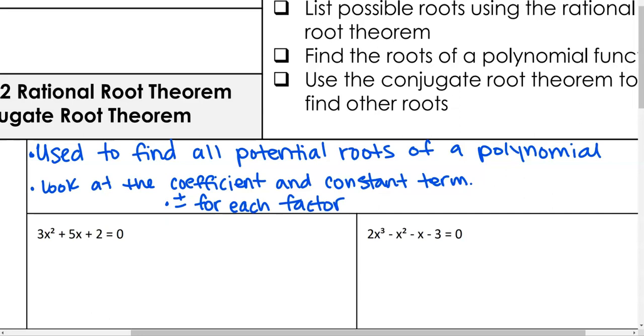Okay, so what we're essentially doing is we're listing all the possible places that your polynomial could cross over the x-axis before we solve and figure out which one it actually is. So with the rational root theorem, you make a list of possible solutions of where it's going to actually cross the x-axis.